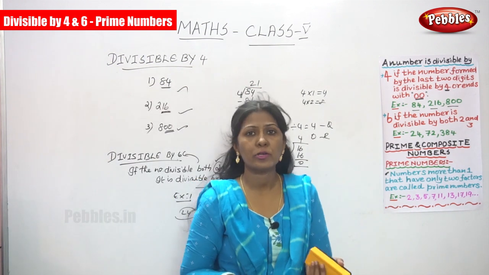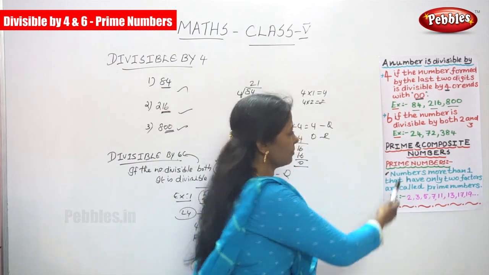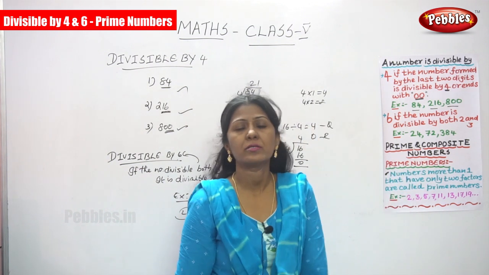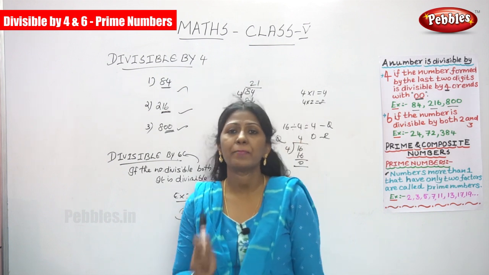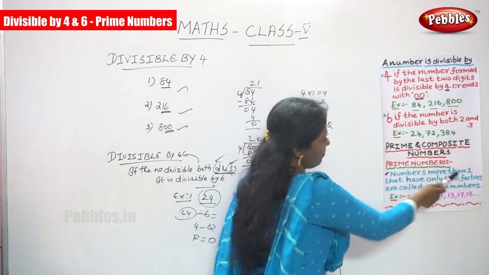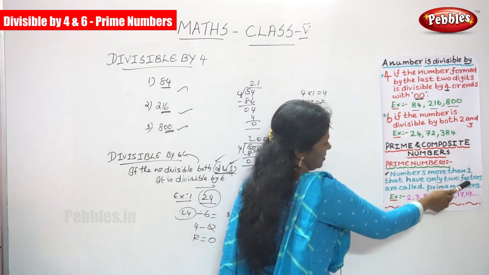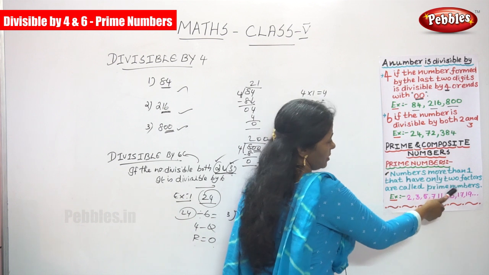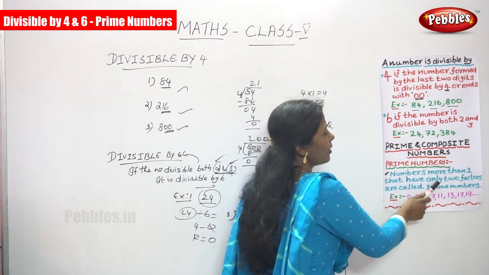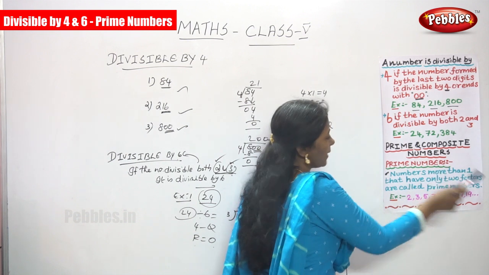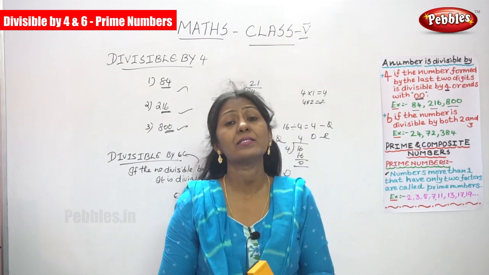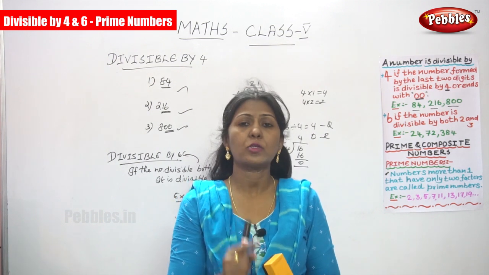Okay, next we are going to see prime and composite numbers. First we are going to discuss prime numbers. What are prime numbers? Numbers more than 1 that have only 2 factors are called prime numbers. I'll repeat, numbers more than 1 that have only 2 factors are called prime numbers.